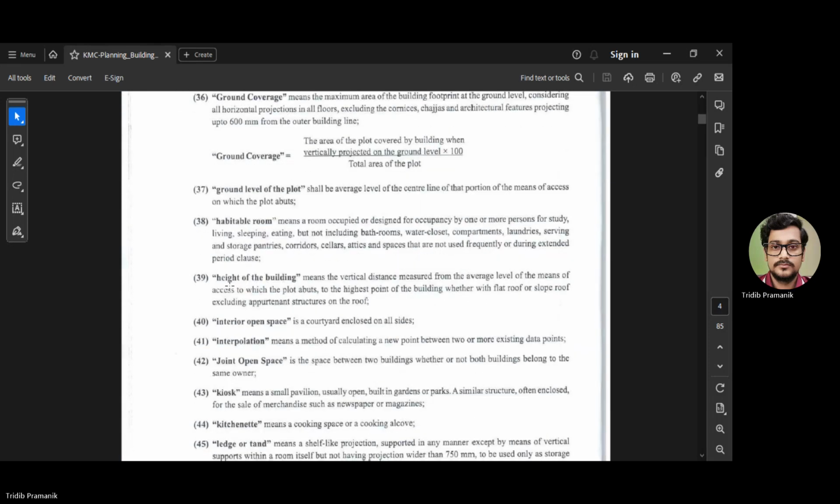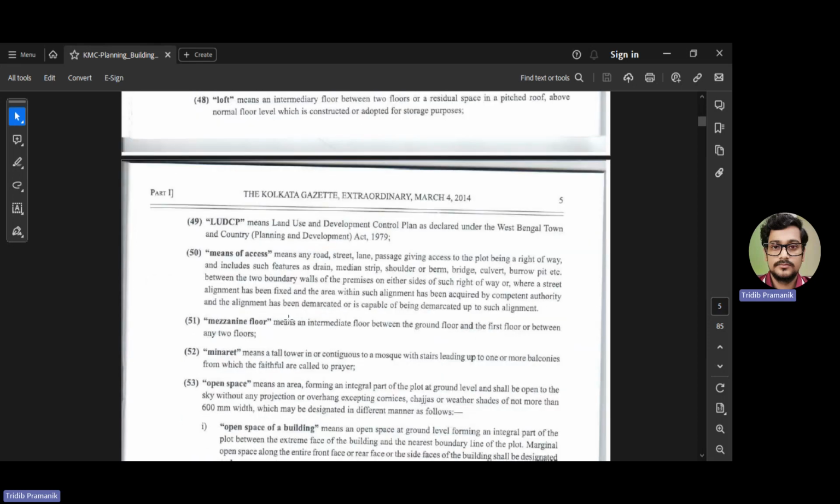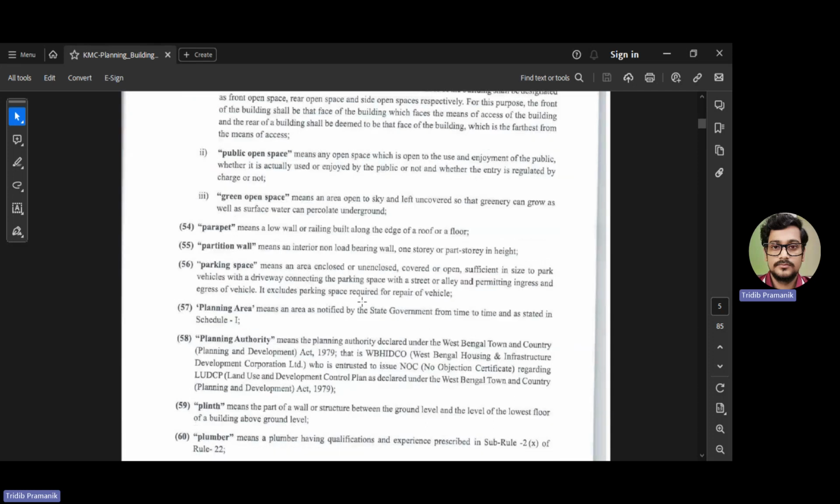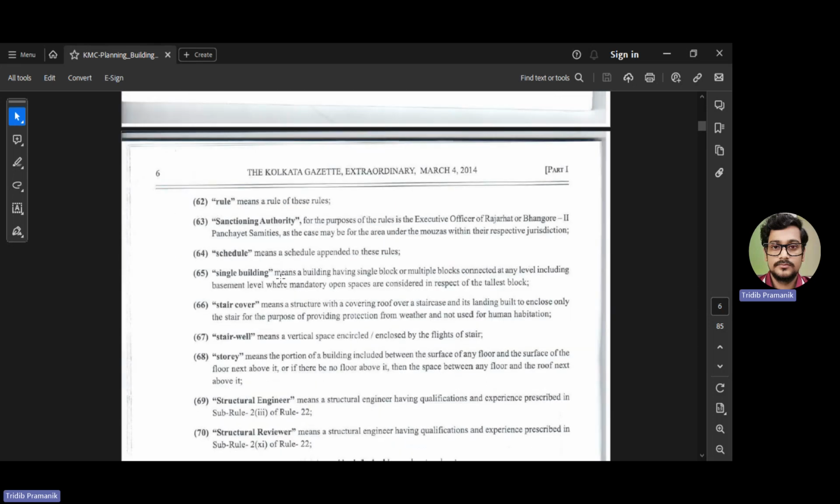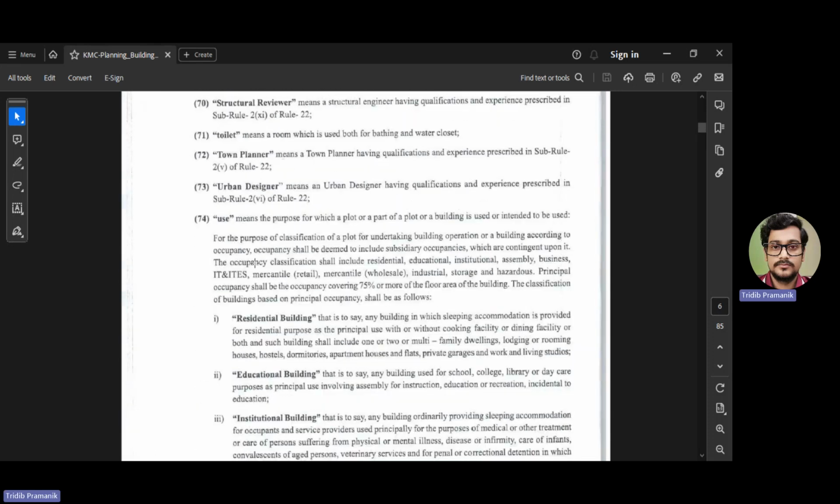Now if we move on, we will find other important definitions like interior space, exterior space, kitchen, kitchenette, lift, lift well, loft, mezzanine floor, minaret, open space. Again, we have open space requirement; later we will figure that out in detail. Then we have plane, plan area, all the definitions that we really require for making or constructing buildings, in fact for any kind of building structure. So all the definitions you will find here.